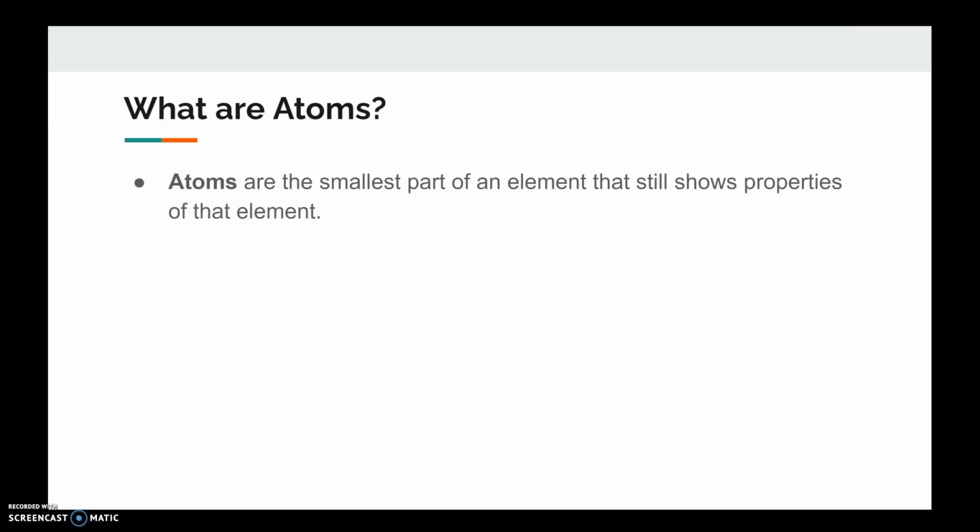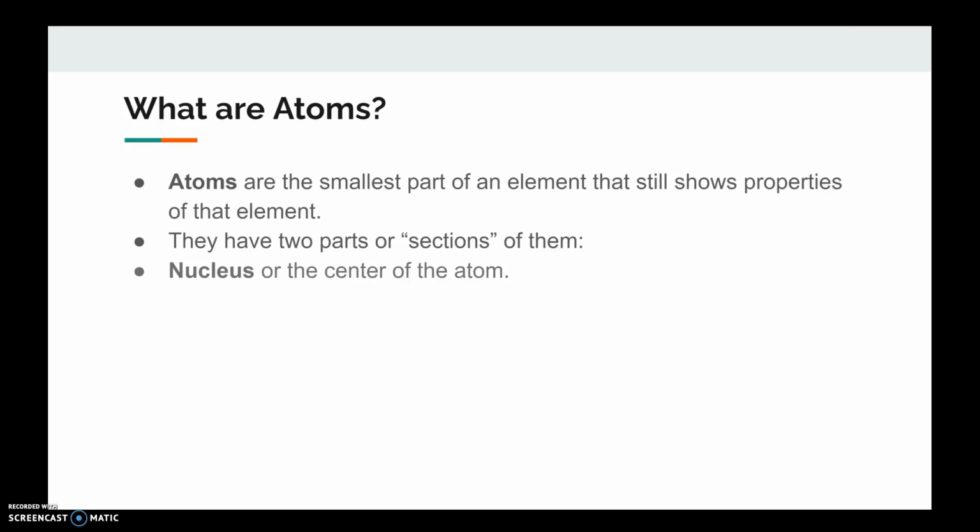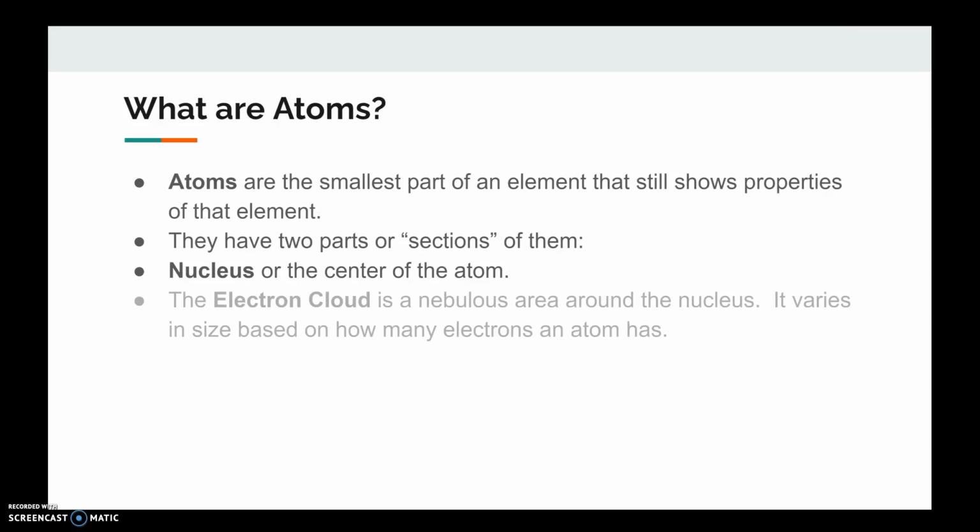Atoms are the smallest part of an element that still shows the properties of that element. They have two parts or sections inside of them. There's the nucleus, or the center of the atom, and there's the electron cloud, which is a nebulous area around the nucleus. This varies in size depending on how many electrons that atom has.